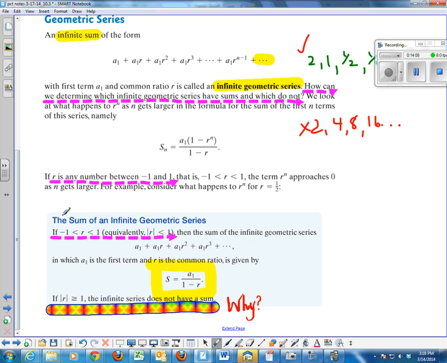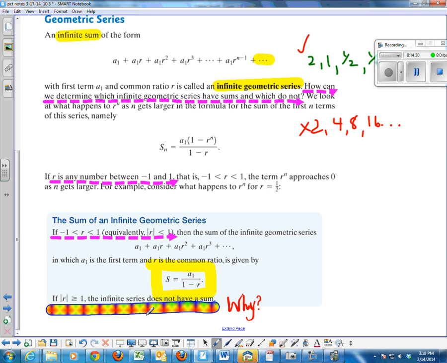If you look down below, you have a formula right here for the sum of a convergent series. This only works if R, the common ratio, the absolute value of that is less than 1. So that means if the R is a fractional value, positive or negative.